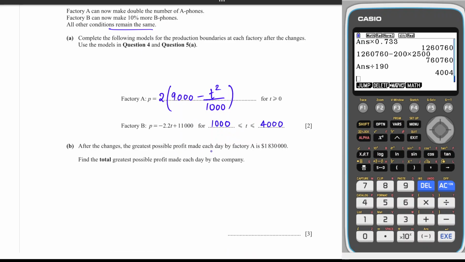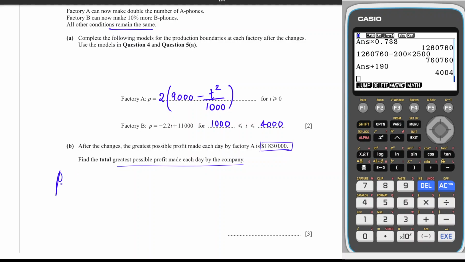After the change, the greatest possible profit made each day by factory A is 1,830,000. Find the total greatest possible profit made each day by the company. Okay, so factory A is this. So we just have to add this. So let's see for factory B.